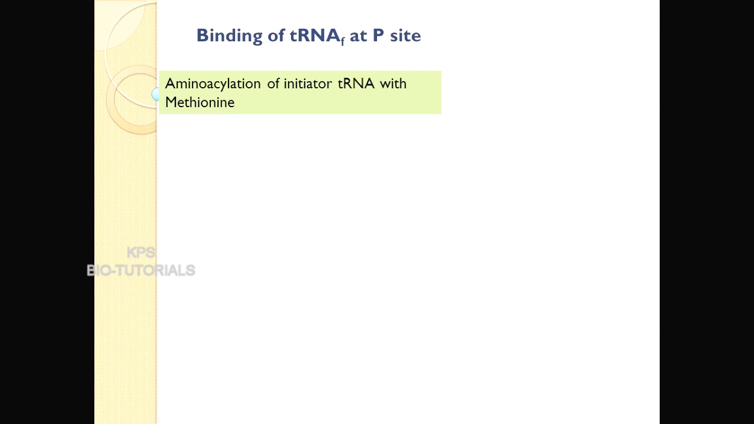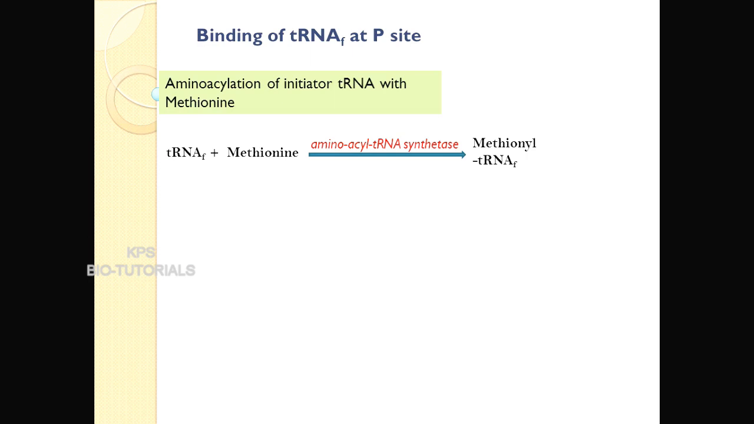A methionine amino acid will bind with tRNA F with the help of the enzyme aminoacyl tRNA synthetase. This is the enzyme which will make a bond between the methionine and tRNA F. It is the enzyme which catalyzes the formation of an ester bond between methionine and tRNA. Thereby, a methionine tRNA F will be formed. Then the methionine acylated with the tRNA F is formylated.